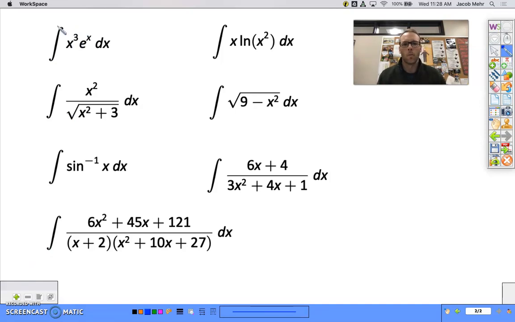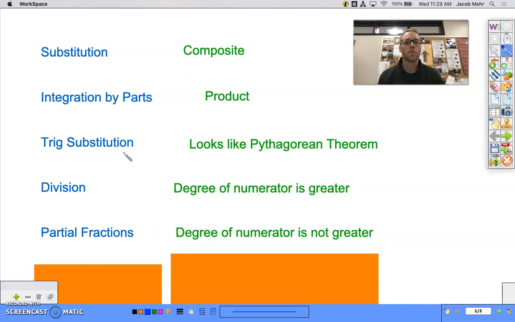Okay. Now, I remembered what I was going to say on this last page. It is something I've said before. Remember, don't try a more complicated method if you haven't ruled out a simpler method. For example, do not do trig substitution before determining if a normal substitution will work. Trig substitution is much more complicated than a normal substitution. So always try a simpler technique first.